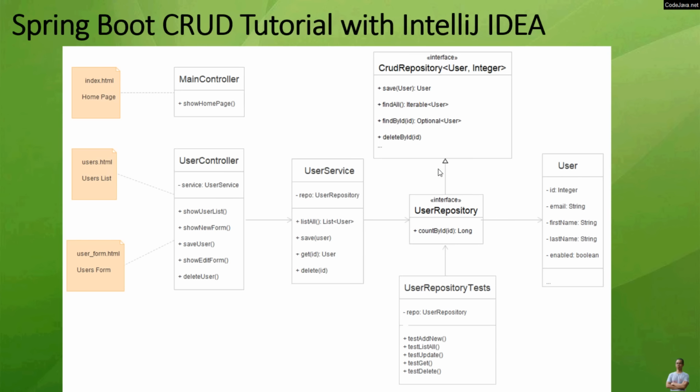So in Java code, we need to update the user service class, the get method here, that returns a user object by ID. And in the controller layer, we need to code the handler method show edit form. And for updating the user details, we can reuse the code of the handler method save user. And then we need to update the user form and user listing page accordingly.